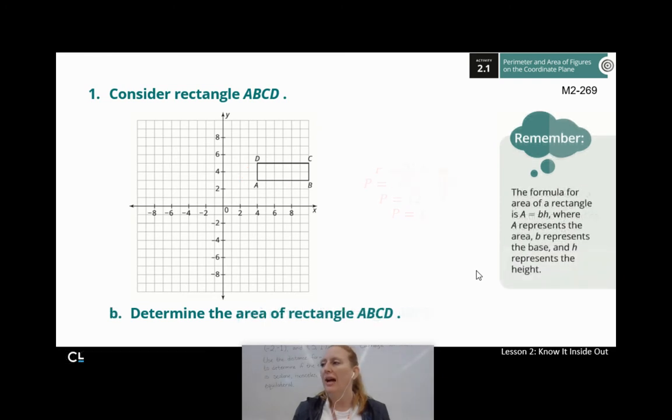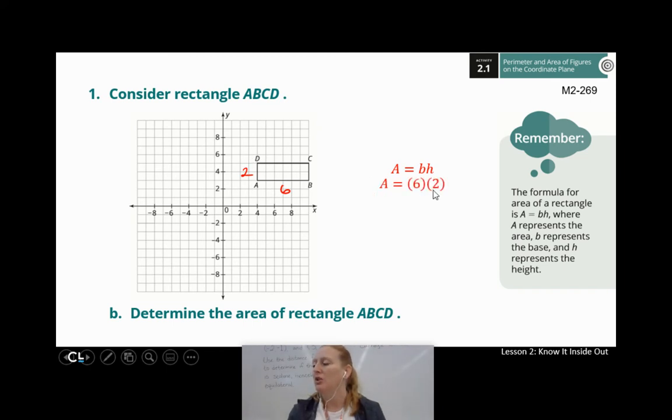But I also asked you to do part B. I'm going to put my 6 and my 2 back here. Part B is to find the area. We said area was length times width, or I preferred base times height, and we can see my base is 6, my height is 2. So 6 times 2, which is, of course, 12. So that means I can fit 12 square units inside of my rectangle. That's pretty good.